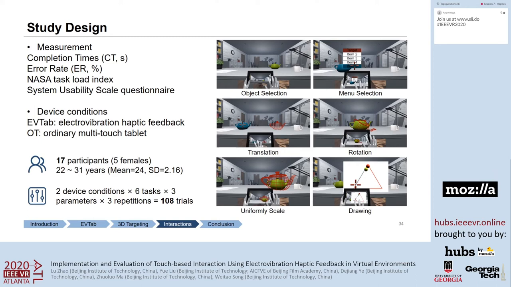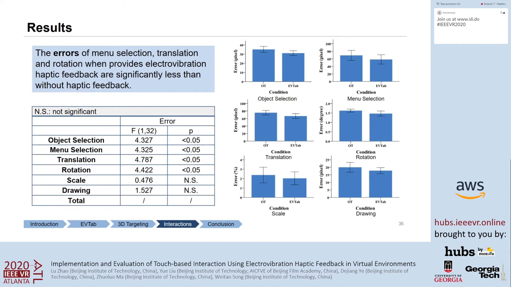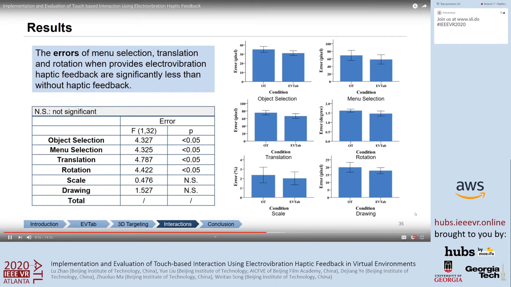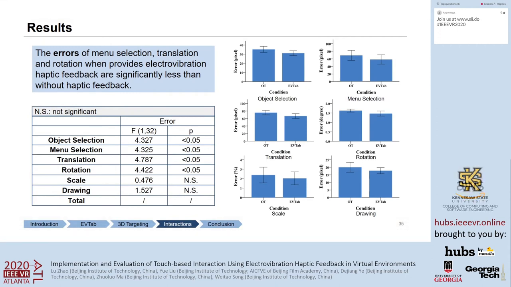For the drawing task, geometric graphics of a line, triangle, and sinusoid were displayed as templates. There was a total of 108 trials for each participant. To evaluate the errors of selection and translation, we used the Euclidean distance in pixels on the tablet between the user's pointing position and the target position. We analyzed the rotation error by calculating the angle between the rotated teapot and the target orientation.